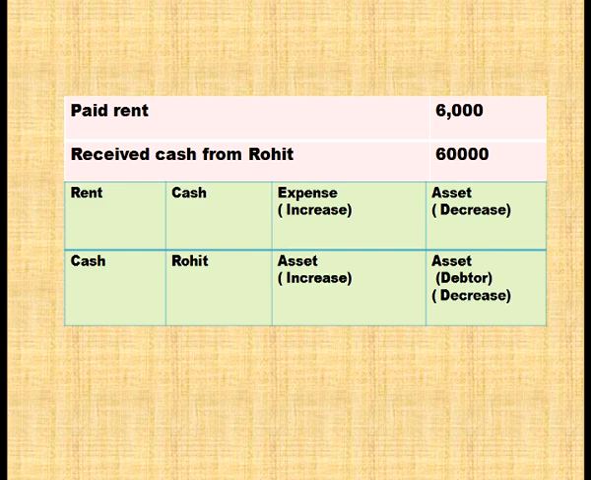Cash being an asset, it is debited. And Rohit is the debtor, it is decreasing. Asset is decreasing. Cash as an asset increasing, so it is debited. Rohit, debtor, as an asset, it is decreasing, so it is credited. Why? The rule for asset account is increase in asset is debited and decrease in asset is credited. So cash account debit to Rohit.